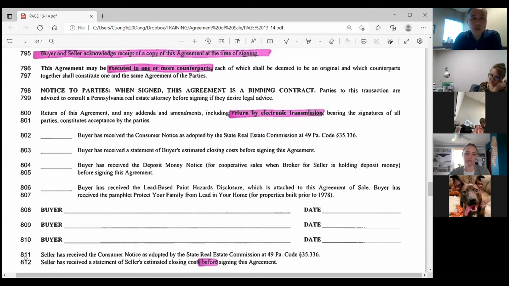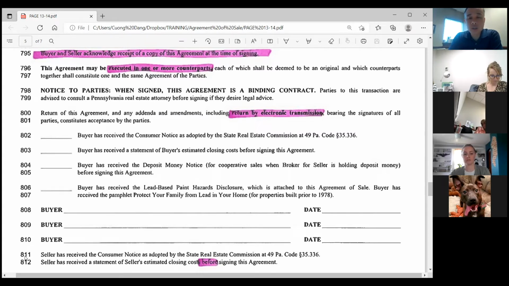Now, lines 802 to 806, four things the buyer has to initial. One, buyer has received a consumer notice. Two, buyer has received a statement of buyer's estimated closing costs. Three, buyer has received a deposit money notice for cooperative sales when the broker for seller is holding deposit money before signing this agreement. So you definitely have to have the buyer initial the first two. They initial the third one if it's a co-broke deal. If it's a broker dual agency, you don't need to sign that.